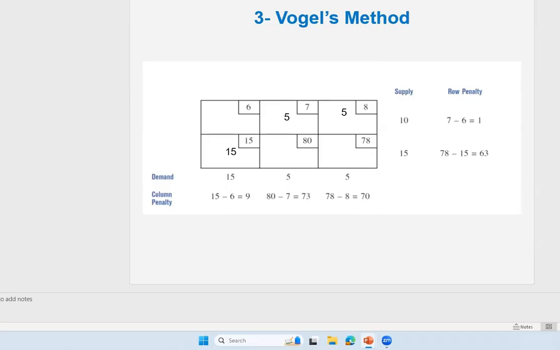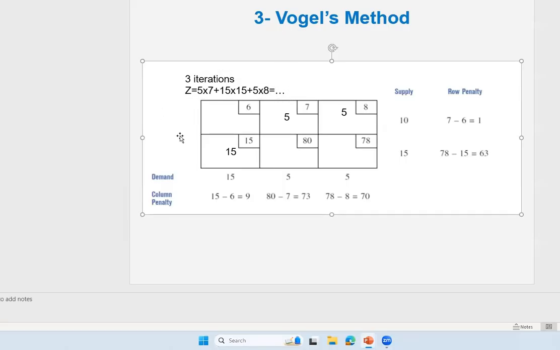So the objective function value in this case would be, so how many iterations? 3 iterations. 3 iterations is equals 5 times 7 plus 15 times 15 plus 5 times 8. Whatever that is. Is it optimal? No, but it has improved.